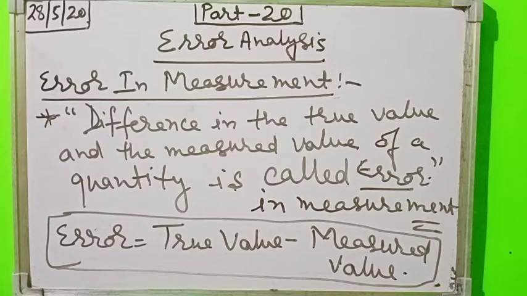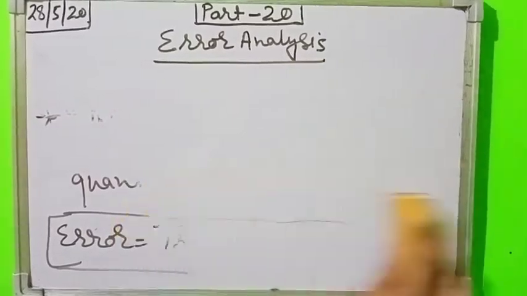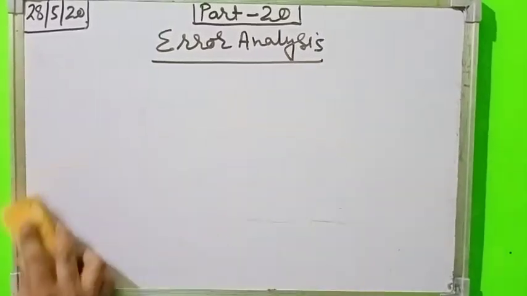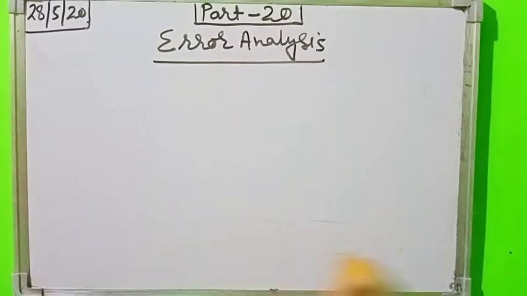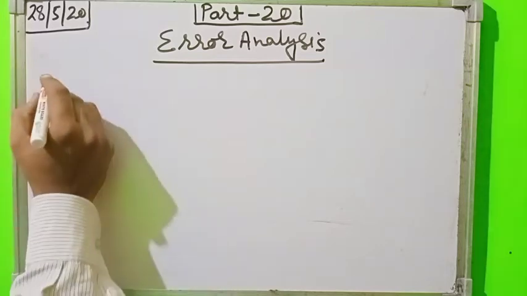Now there is a question: okay sir, what is the meaning of true value and what is the meaning of measured value, and how can the true value be found in the measurement? Suppose I take an example to explain the true value. After explaining what the true value means, we will discuss different types of errors. First of all, we will understand the meaning of true value.